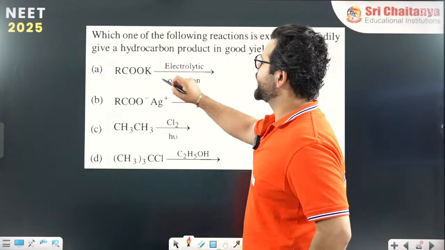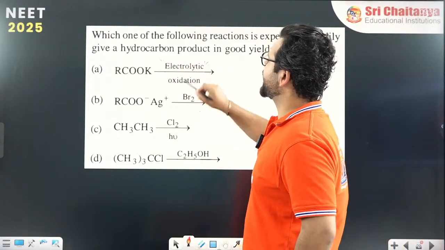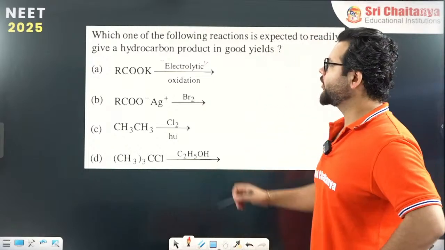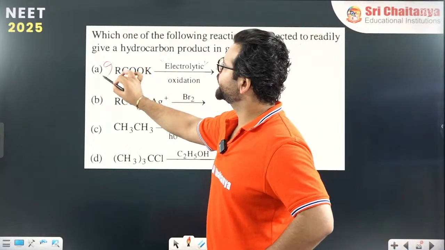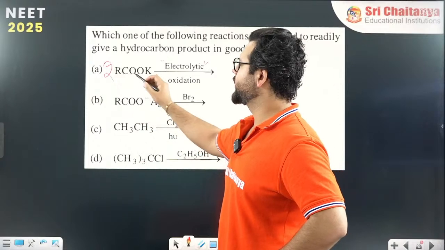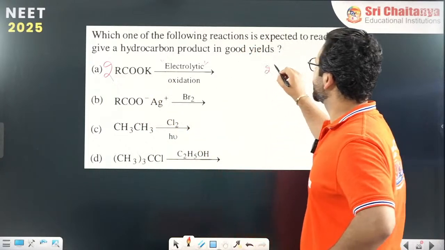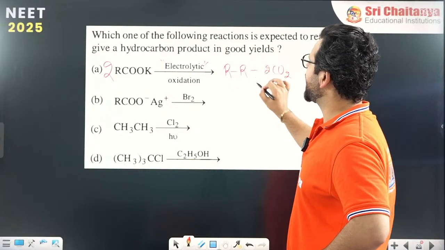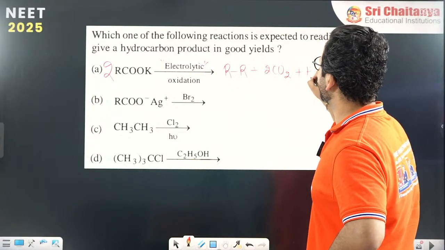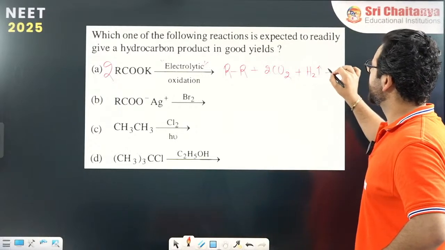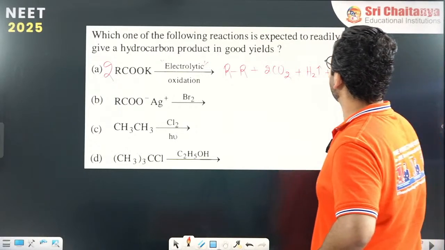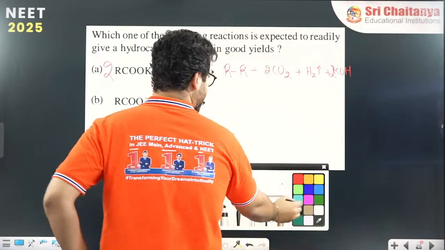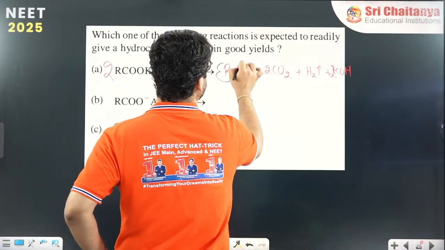The first reaction, beta, is Kolbe's electrolysis. What happens in Kolbe's electrolysis? You take 2 moles of carboxylic acid salt, remove 2 CO2, and the R and R will attach together and give you an alkane. R-R plus 2 CO2 plus hydrogen gas at the cathode plus KOH remaining, like this will be the overall reaction. So yes, it is giving us an alkane, no problem at all.